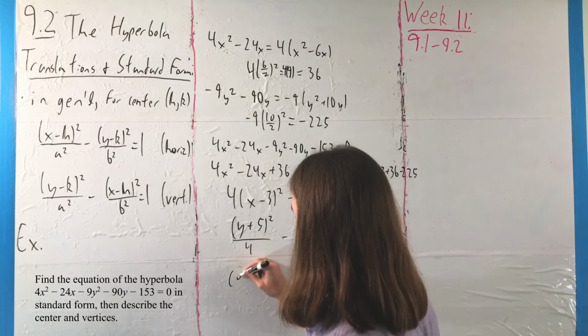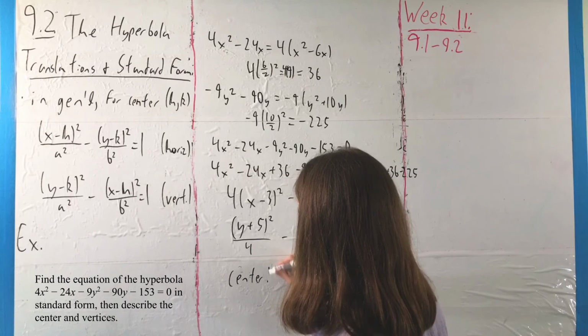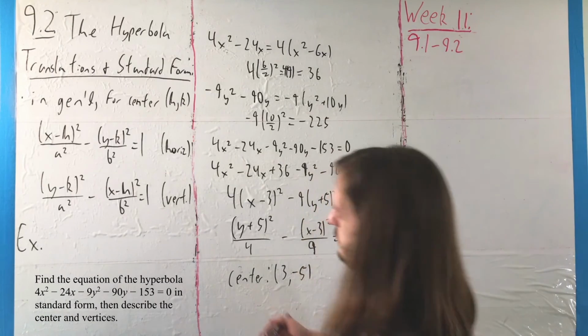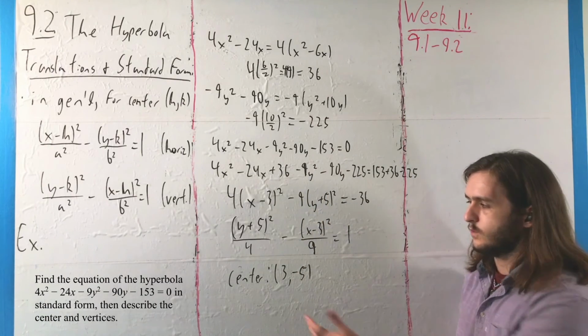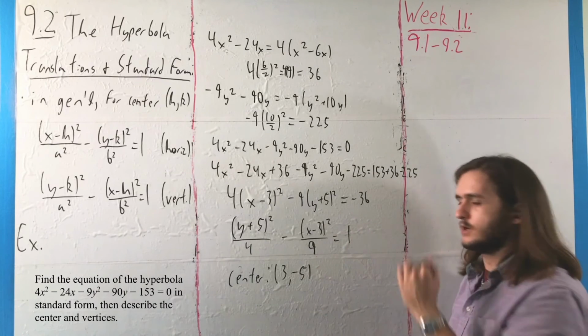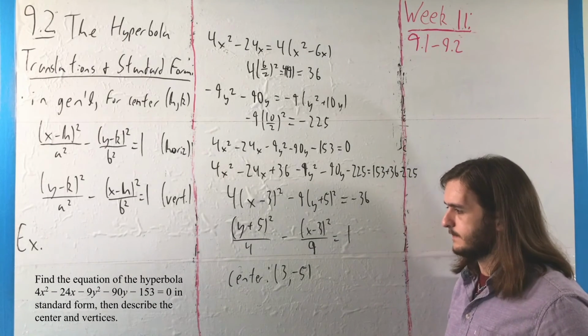The center here is going to be the point (3, negative 5). Don't get thrown off by the fact that y is first. That's still k, and k is always the y coordinate, k is always second. So be careful with that.